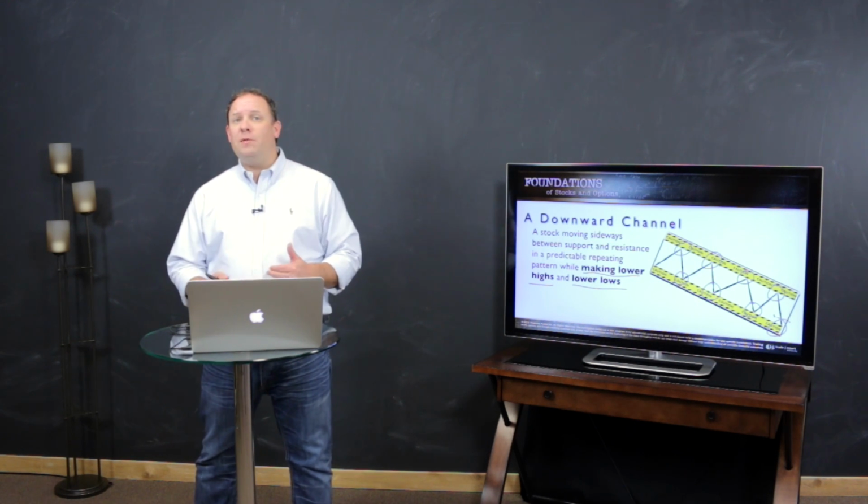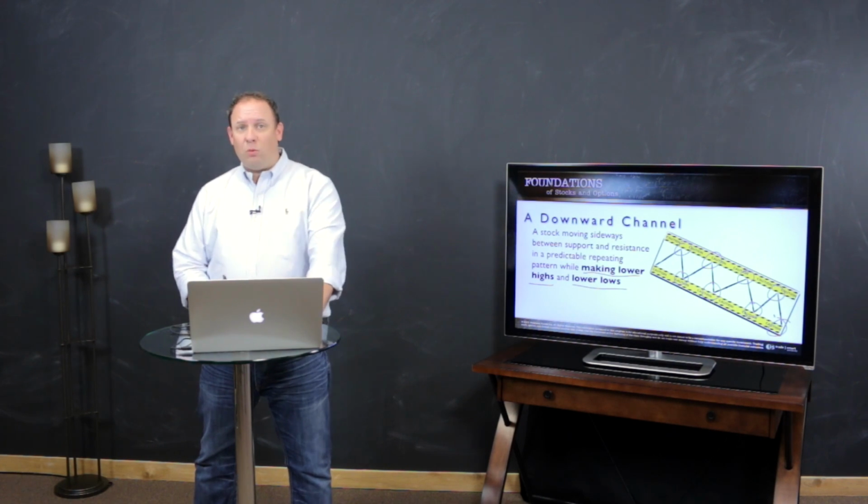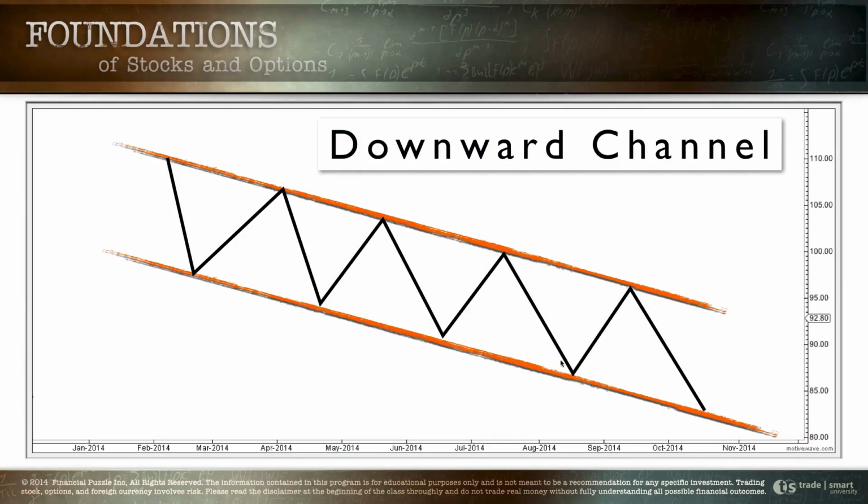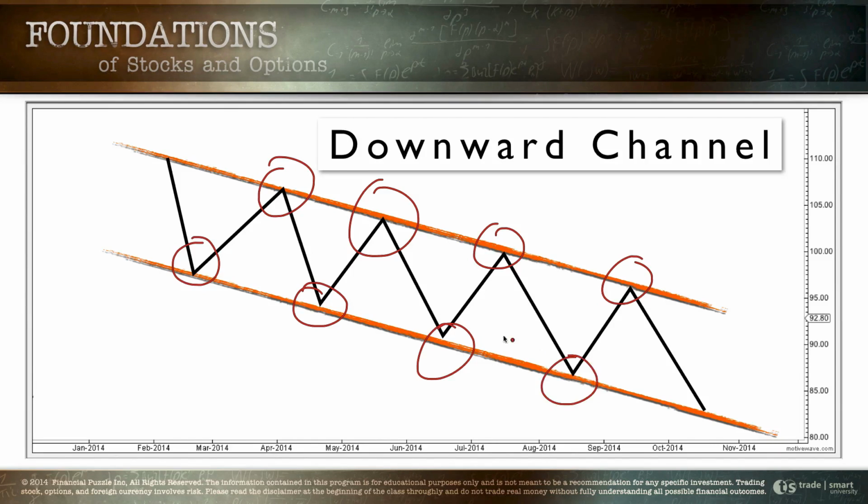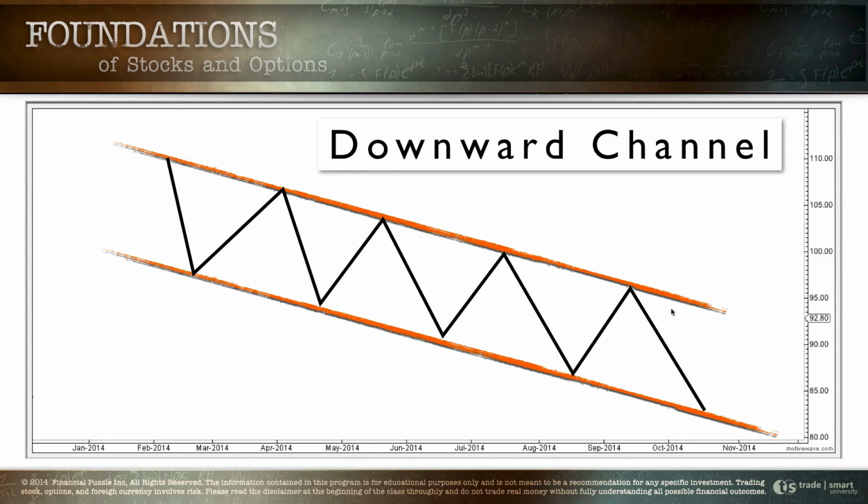If we're doing that while moving sideways between support and resistance, we've also got some sort of a downward channel. Take a look here. This is a more practical version of this, a little bit less theoretical. Lower highs and lower lows define a downtrend, and the fact that we're moving between support and resistance helps us define the fact that we're also in a downward channel.